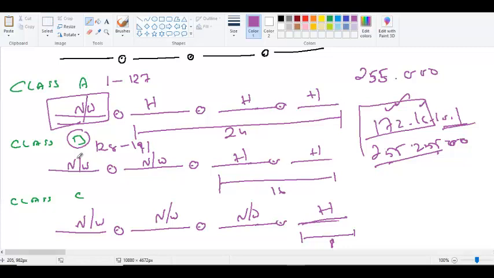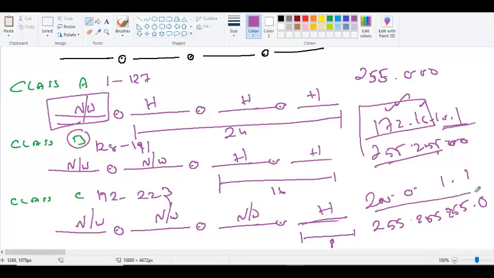In Class B, two octets are given, so the mask is 255.255. In Class C, three octets are given, so the mask is going to be 255.255.255.0. For example, 200.0.1.1. So when I see this, I can understand this is Class C. If it is Class C, these three octets are network, and this is the host portion.